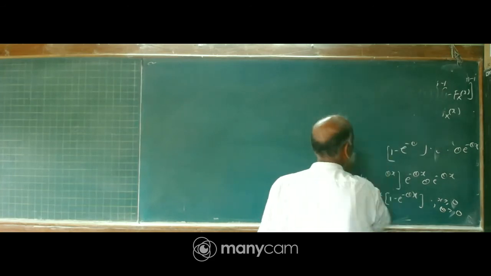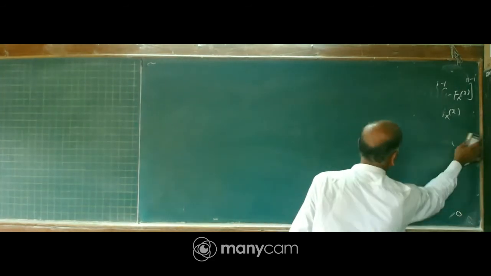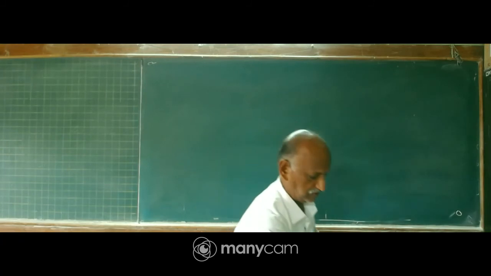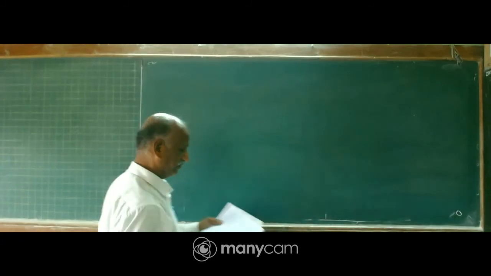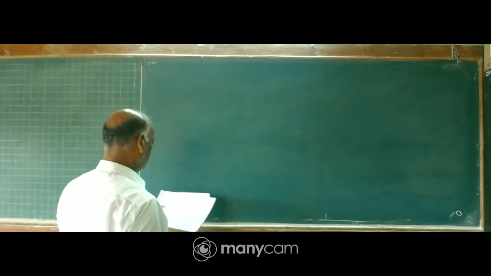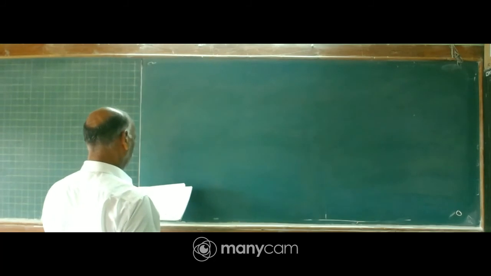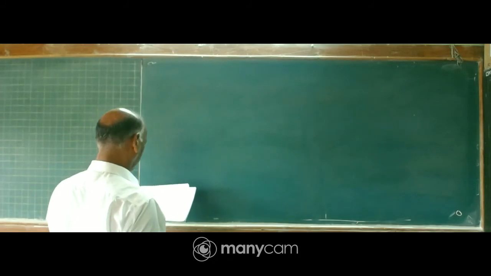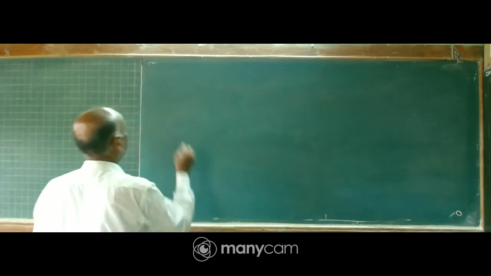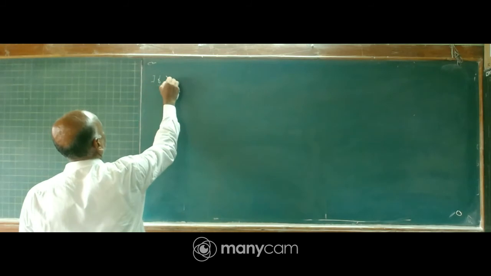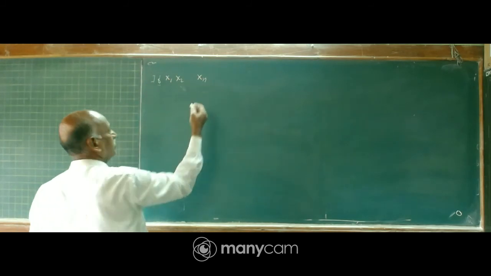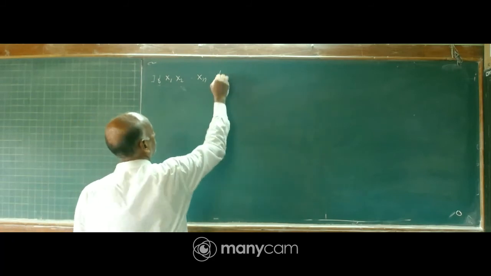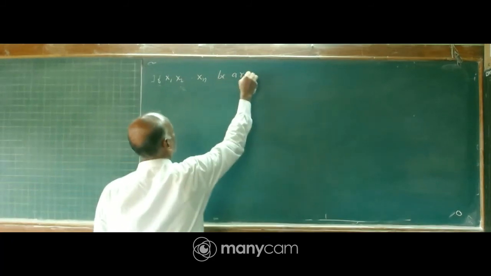Now the example based on uniform distribution. Let x1, x2, ..., xn be a random sample of size n from uniform distribution over (0, 1). Obtain the required distribution of the ith order statistic. Generalize it.